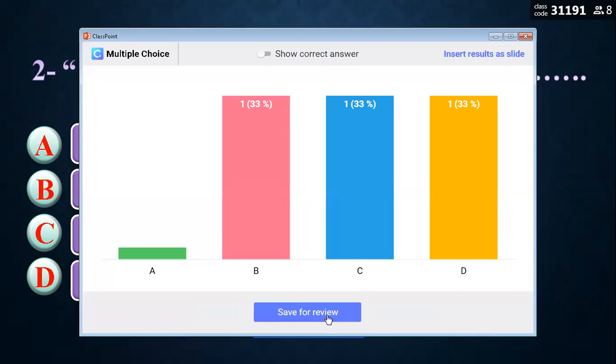Okay, my dear students, now let's see your answers. Okay. The right answer is answer letter B.